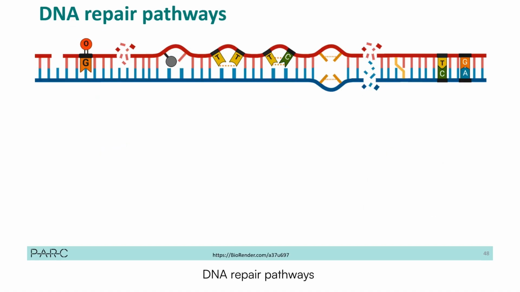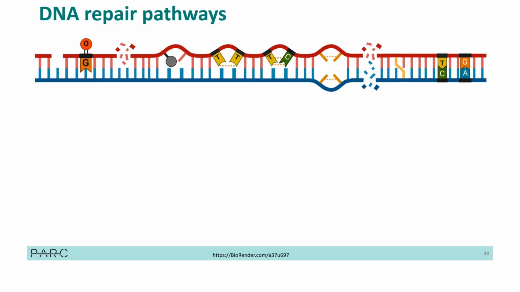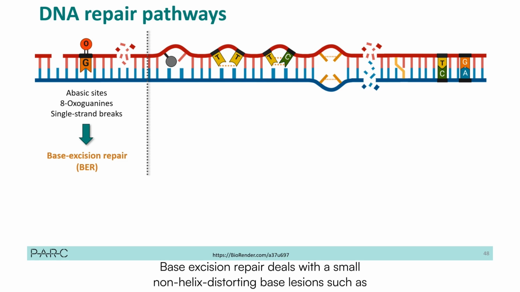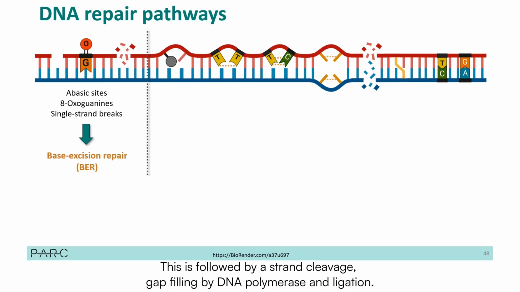DNA repair pathways. Human cells employ several distinct DNA damage repair pathways to maintain genomic integrity. Here's an overview of the main types. Base excision repair deals with small non-helix-distorting base lesions, such as those caused by oxidation, alkylation, or deamination. It consists of the excision of the damaged base by a DNA glycosylase, leaving an abasic site. This is followed by strand cleavage, gap filling by DNA polymerase, and ligation.